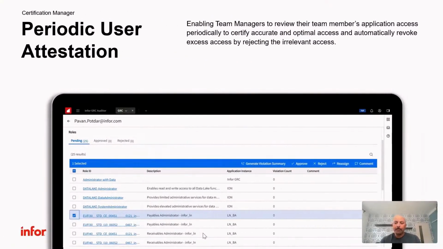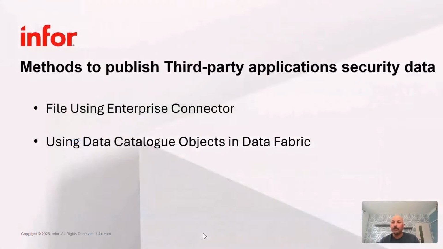So this is an example screen of how Certification Manager reviews are done, and you can see the user ID is shown with the roles that they have access to and the supporting information that helps the reviewers decide whether the role is relevant or not, and then they can take action at the individual access level. We'll be taking a deep dive into this as a part of the presentation, but we'll be looking at it with third-party or external application data.